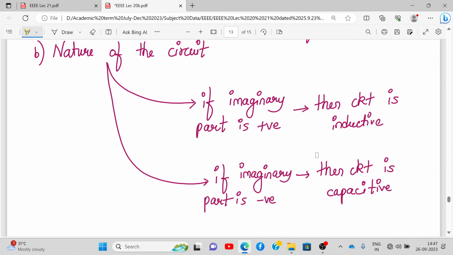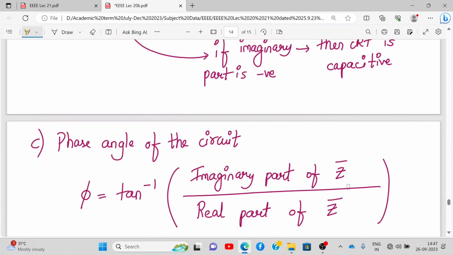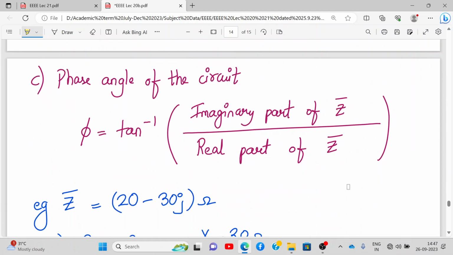That is what this is explaining. If the imaginary part is positive, the circuit is inductive. If it is negative, it is capacitive. And the phase angle of the circuit will be the imaginary part of Z bar divided by the real part. Phi will be tan inverse of imaginary part divided by real part.